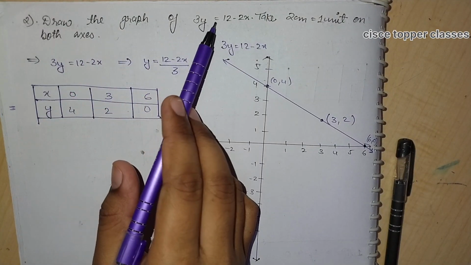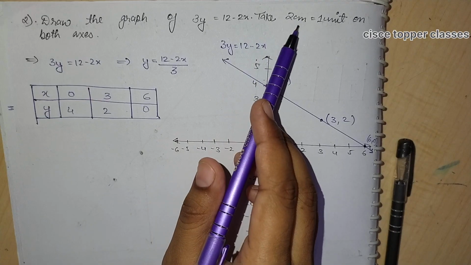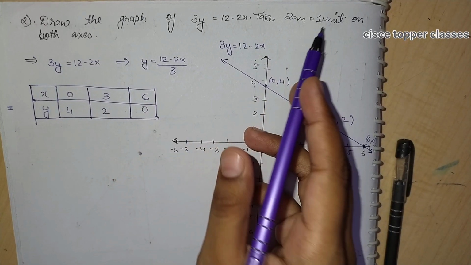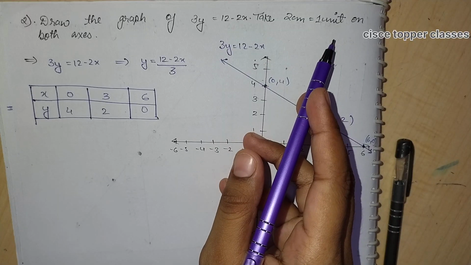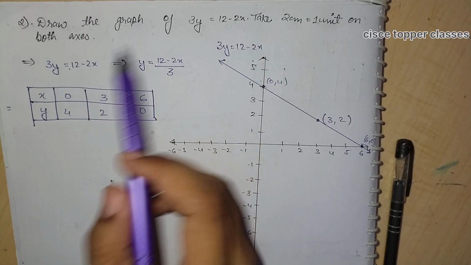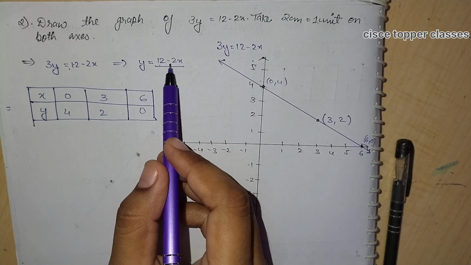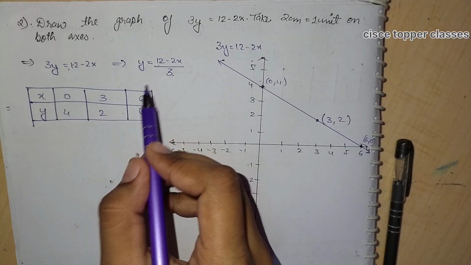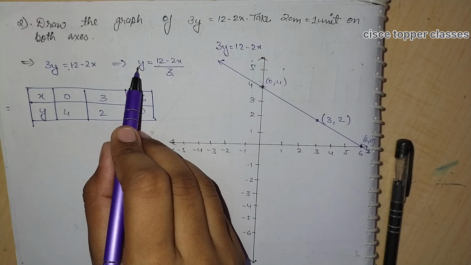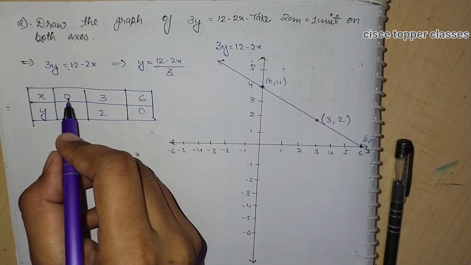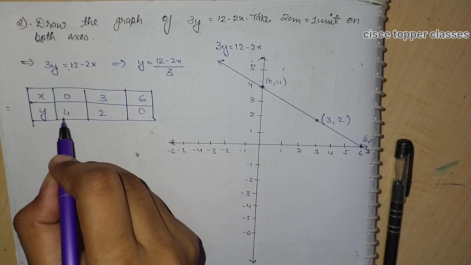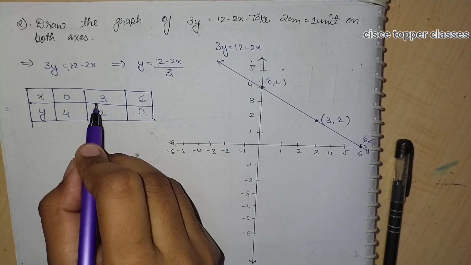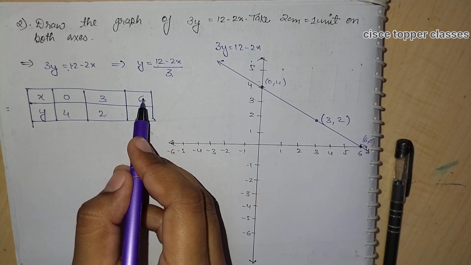Draw the graph of 3y equal to 12 minus 2x. Take 2 centimeter equal to 1 unit on both axes. So if we take 2 centimeter as 1 unit on both the axes, then 3y is equal to 12 minus 2x, and we can write y as 12 minus 2x divided by 3. So if we put the value of x here, then we will get the value of y. If we put 0, 3 and 6, we will get the values 4, 2 and 0. So the coordinates will be 0 comma 4, 3 comma 2, 6 comma 0.